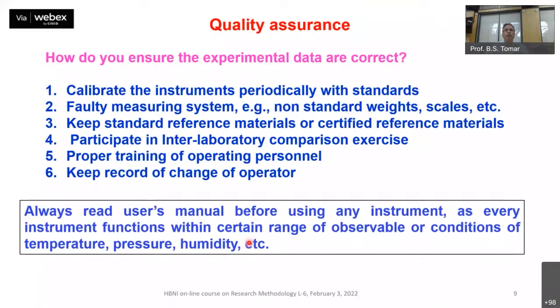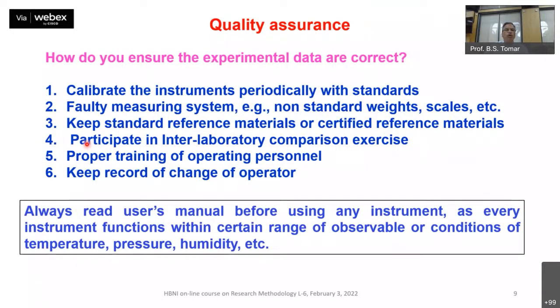Then another important aspect is quality assurance. The quality of your work will depend upon the quality of your data. So you have to ensure that the experimental data are correct. How do you make sure that your data are correct? You have to convince the community whom you are addressing, and calibrate the instruments periodically with standards. Whatever instruments you have, there will be some mechanism to calibrate them. You will have some standards.